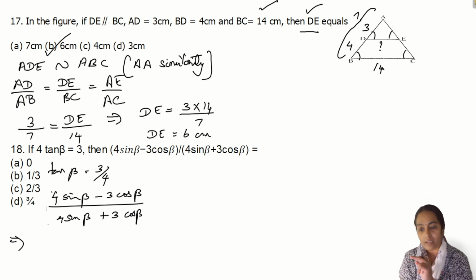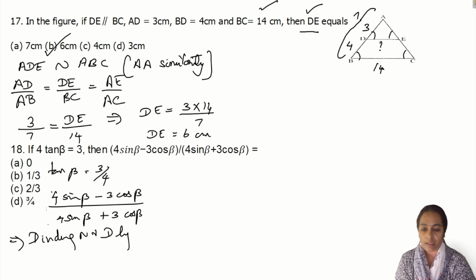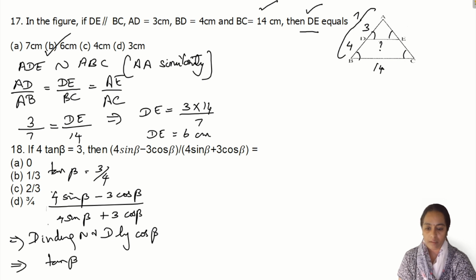So I will divide the numerator and the denominator by cos beta. In that case, I will have tan in the entire numerator and denominator. So when you divide, what do you get, children, in the numerator? 4 sin beta by cos beta, so I will get 4 tan beta. Then here I have minus 3 cos beta by cos beta, so it's going to be minus 3.